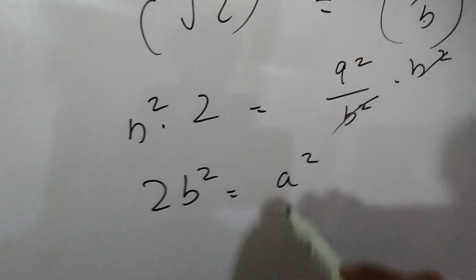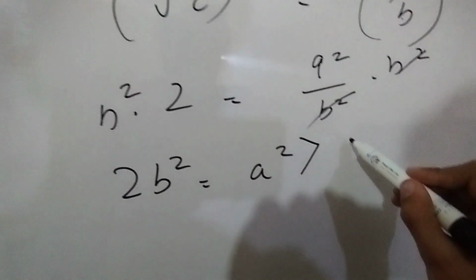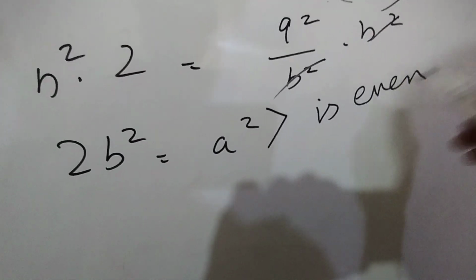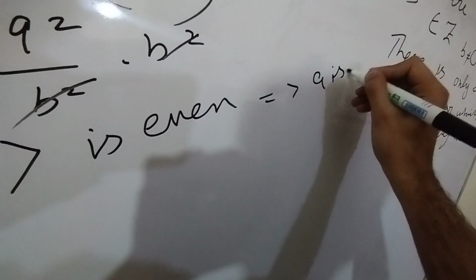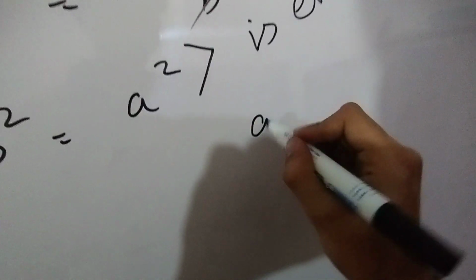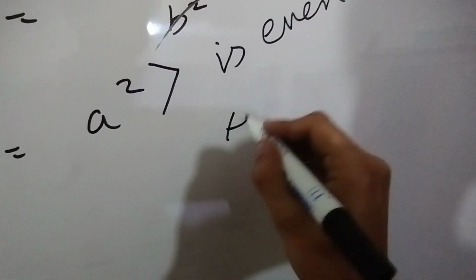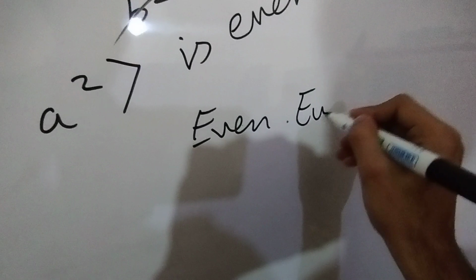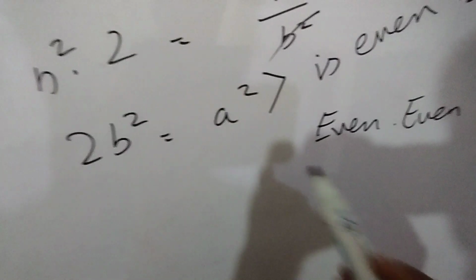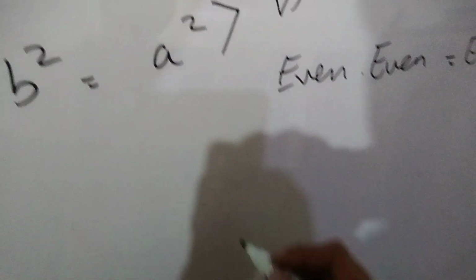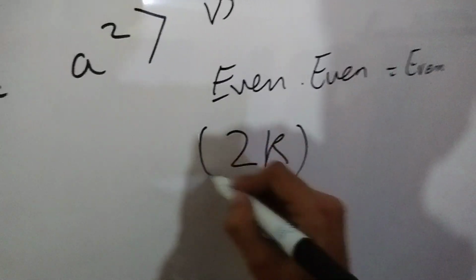Now if 2b squared equals a squared, this must mean that a squared is even. So we can say that a is even, because an even number multiplied by an even number always gives an even number. So a squared would be even, so we can write that down as 2k. So we can write it down as 2k squared.